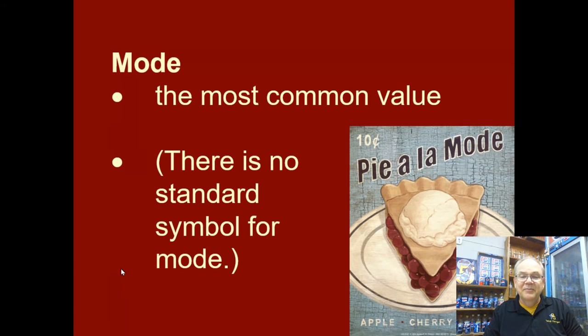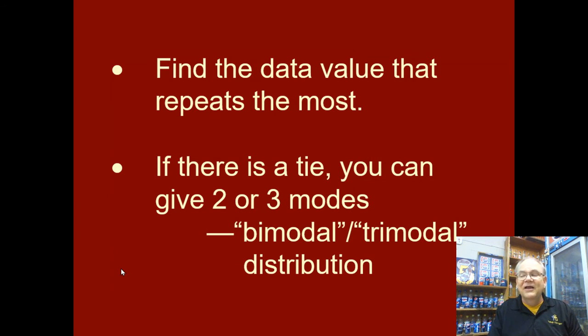Mode just means the most common number there is, and there is no standard symbol that stands for mode. What's more, your calculator will not directly compute the mode for you. I'm not quite sure why that is, because honestly, I could write a program that would do that, but the people at TI didn't. So unfortunately, mode you have to recognize by hand. What you do for mode is you just look through your data and you figure out what repeats, and in particular, what repeats the most.